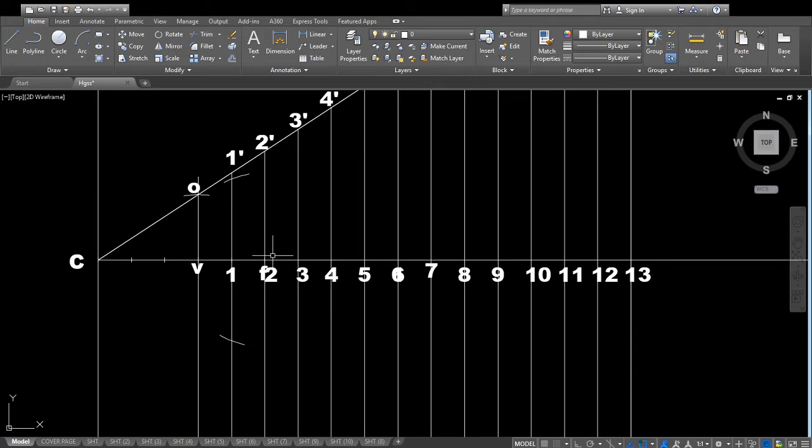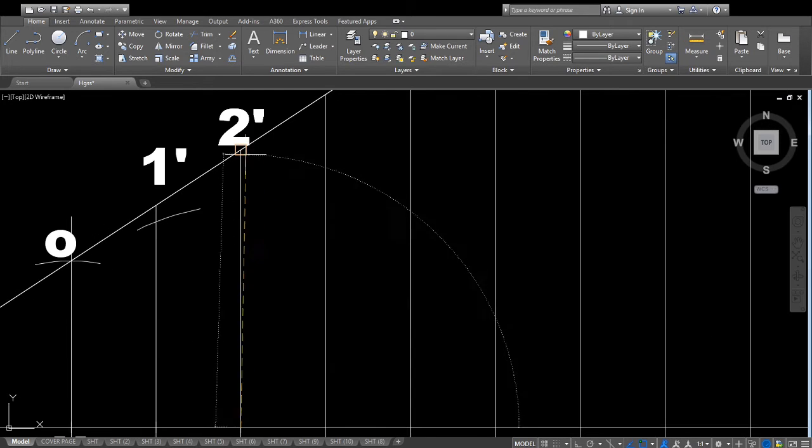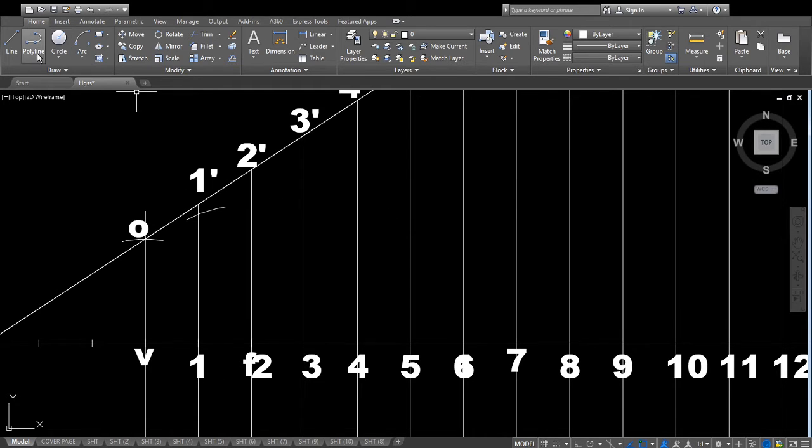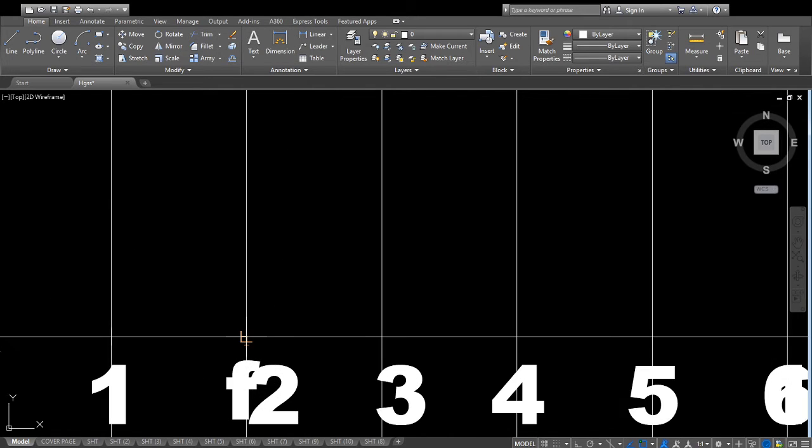Now the next one is 2, 2 prime. You come to F. It's the same point. So let's go there. You pick our arc to this. What is that distance? For the sake of accuracy, let me take the measurement, then we'll know what it is.